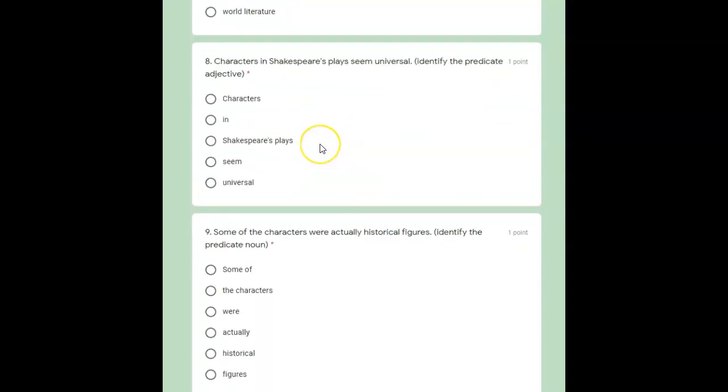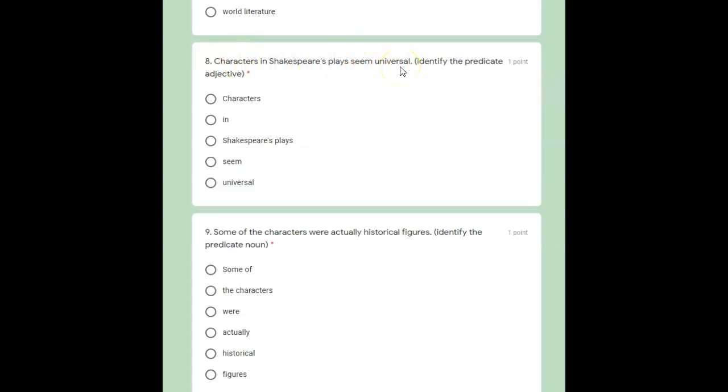Let's do a predicate adjective in number 8. Characters in Shakespeare's plays seem universal. We're looking for a predicate adjective. So who or what is the sentence about? Characters in Shakespeare's plays. What's our verb? Seem. Seem what? The characters seem what? They seem universal. Universal describes those characters.